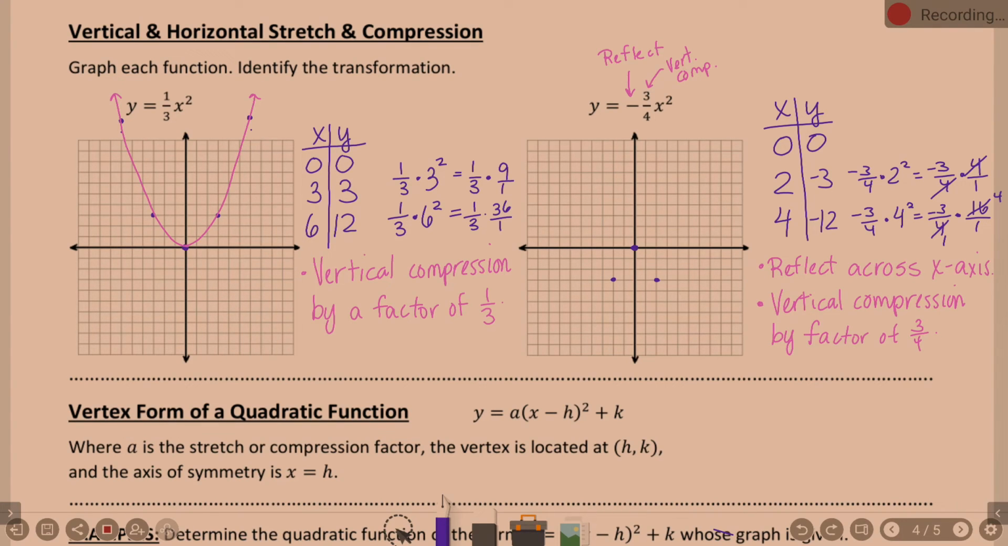We can also go right 4, down 12. And we can go left 4, down 12.